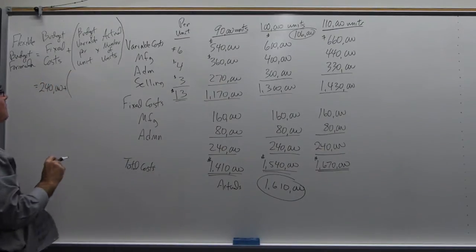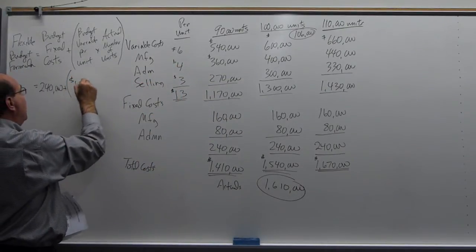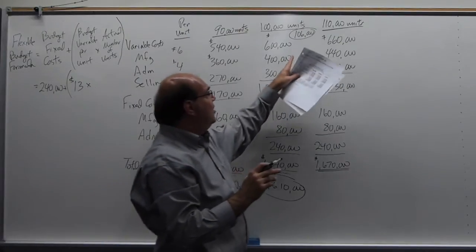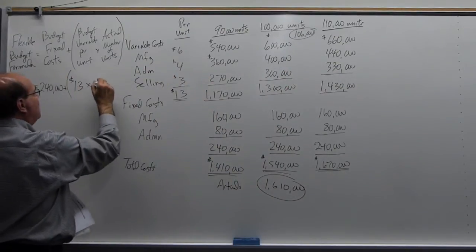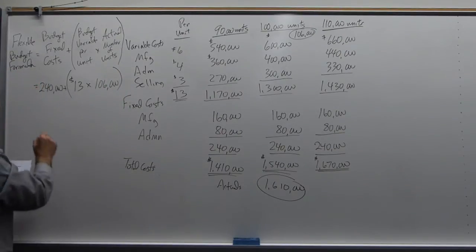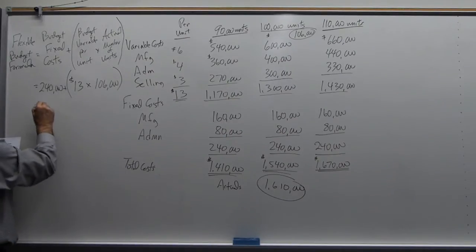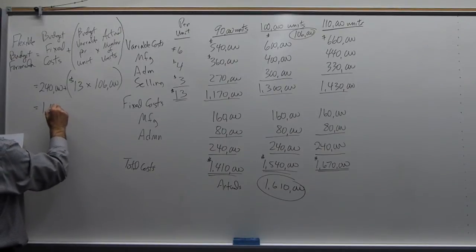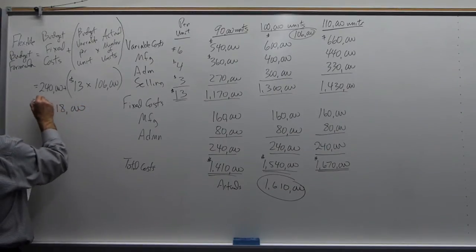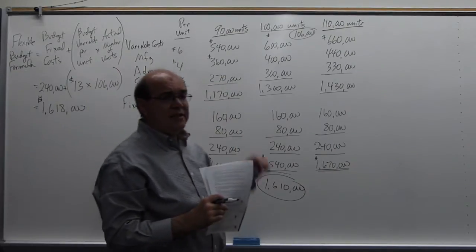We're going to add to that, what is our variable cost per unit? $13. And how many units are we saying that we made? We actually made 106, right? So we just multiply 106, because that should have cost us $13 for every one of those 106. And if we do the calculation, what does that work out to be? $1,618,000. So that would be our flexible budget at 106,000 production.